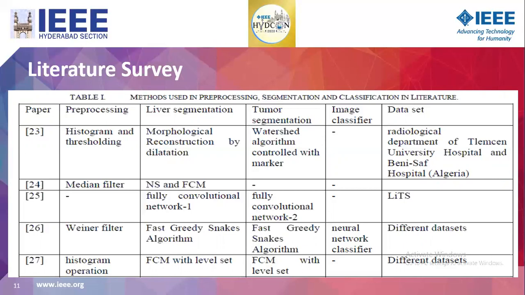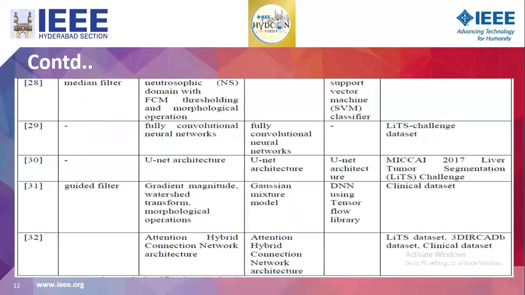In paper 26, Wiener filter is used for pre-processing, fast greedy snake algorithm is used for liver segmentation and tumor segmentation, and neural network classifier is used for classification. Here, the input images are collected from different datasets, that is LITS dataset, MyKai dataset, and also from local hospitals. In paper 27, histogram operation is used for pre-processing. FCM with level set is used for liver segmentation and tumor segmentation. Here also they have used different datasets to verify their algorithm. And these are the other methods we have discussed in the literature.